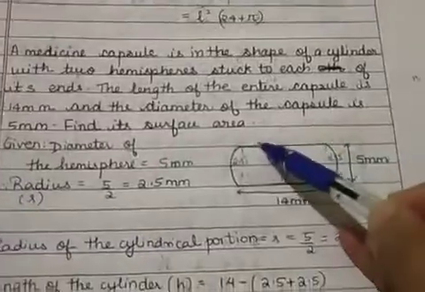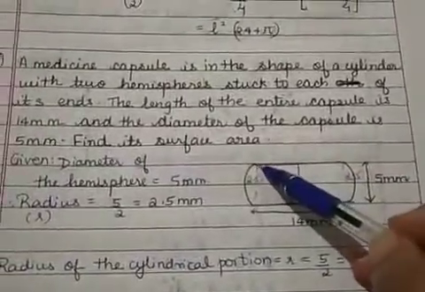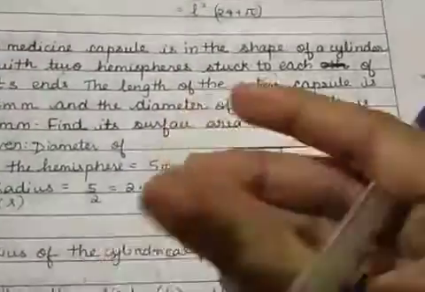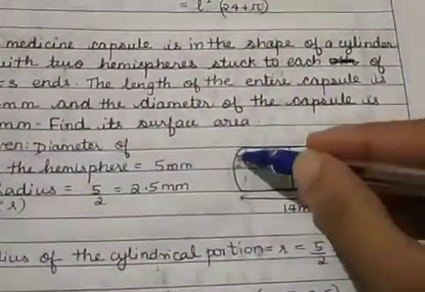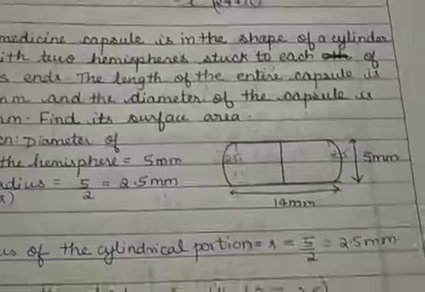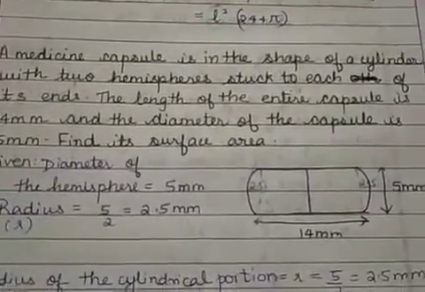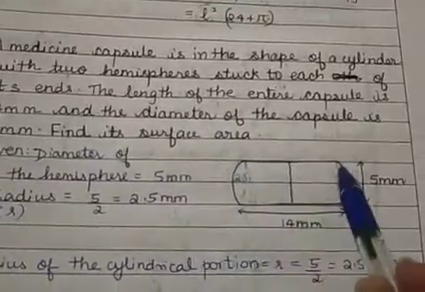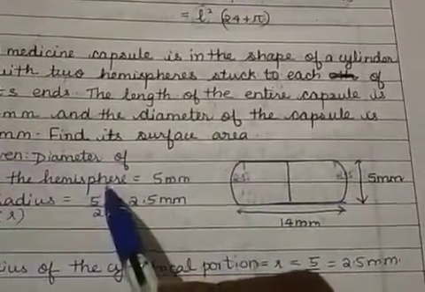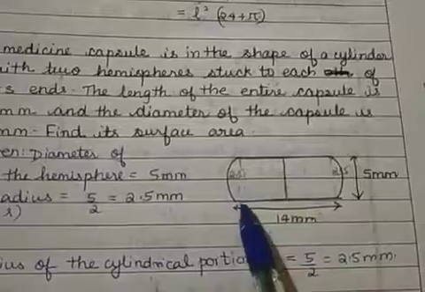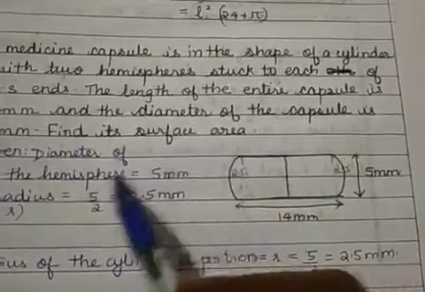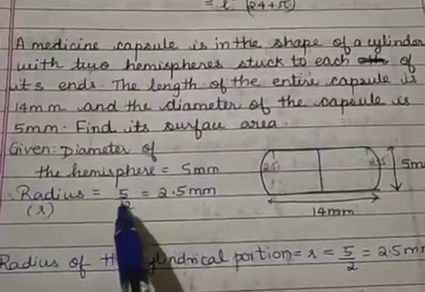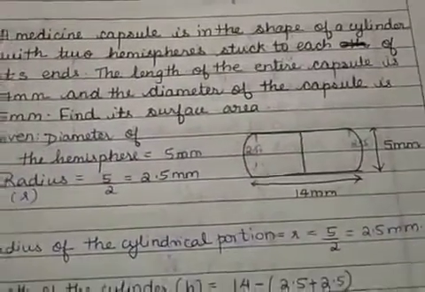Okay, here the figure is given to you. There is a capsule. You must have seen capsules. They are in the form of a cylinder, and at the ends it is hemisphere. So you have a capsule here, and the diameter of the capsule, which is in the form of a hemisphere, is 5 millimeters. So radius, which we are denoting by small letter r, is 5 upon 2, which is 2.5 millimeters.